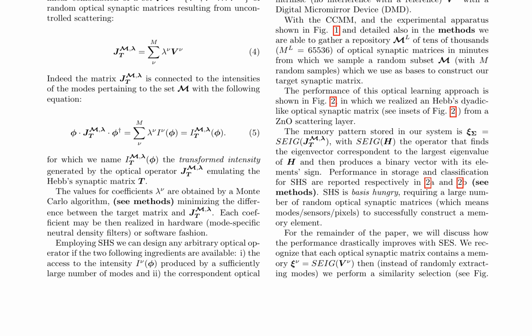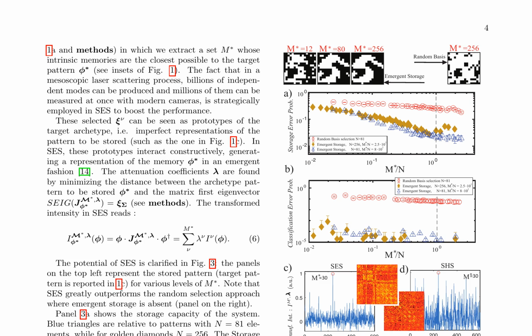The matrix Jm, lambda T is connected to the intensities of the modes pertaining to the set M with equation 5. The values for coefficients lambda are obtained by a Monte Carlo algorithm, minimizing the difference between the target matrix and Jm, lambda T. The authors demonstrate the performance of SHS in Figure 2, showing that SHS is data-hungry, requiring a large number of random optical synaptic matrices to successfully construct a memory element. However, they also propose an alternative approach, called stochastic emergent storage, SES, which greatly improves the performance.